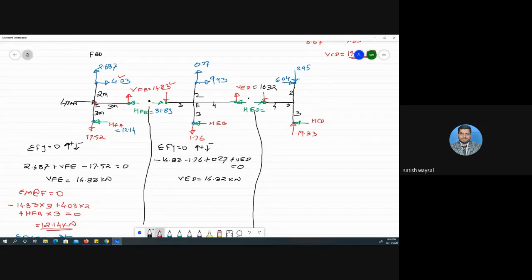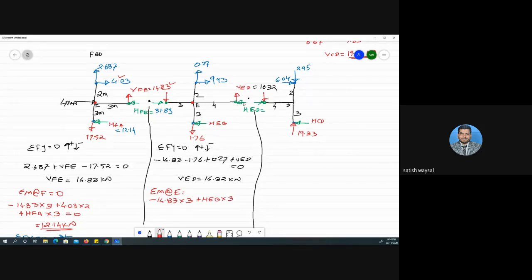This is over. Then we take moment about E. About this point we have to take a moment. The forces which are acting now will start from this 14.83, which is moving in anti-clockwise sense. So minus 14.83 into distance is 3. This is over. 1.76 is passing through origin, so that will not create any moment. Then we have HEB, which is moving in a clockwise sense, so plus HEB into 3.